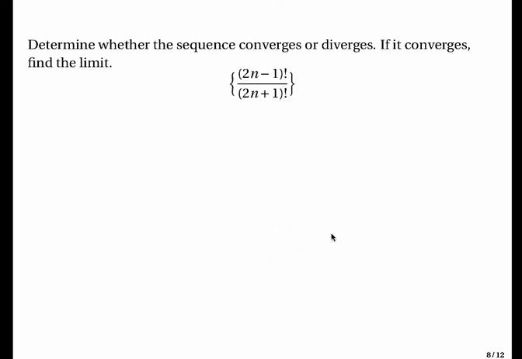Next problem here. Determine whether the sequence converges or diverges. If it converges, find the limit. In here, this is factorial, which means definitely we cannot apply any techniques for functions, for continuous functions to be more precise. So what we're going to do is just study these numbers here and recall the definition of factorial. I hope you still remember that definition.